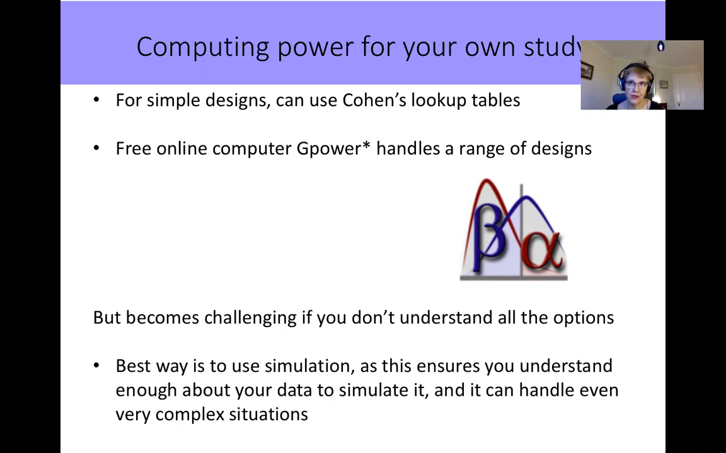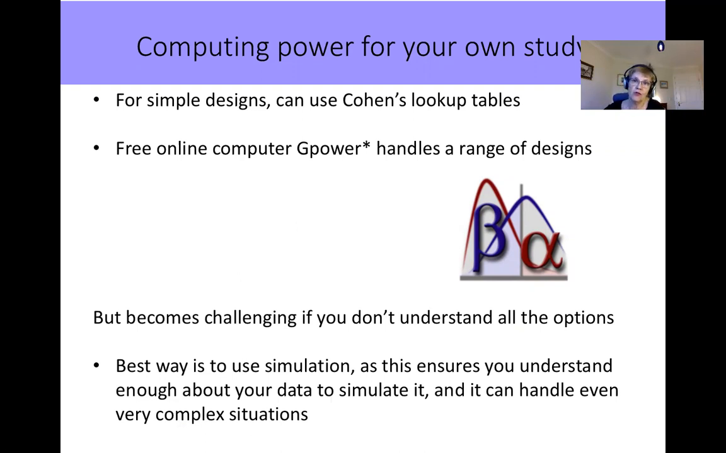You can just use those Cohen's lookup tables that I showed you, but there's also a free online computer known as G-Power, which handles quite a wide range of designs. A lot of people do use that. G-Power, though, does become challenging if you don't understand all the options and if you've got a more complicated design than, say, a simple two-group comparison. I would say the best way is to use simulation.